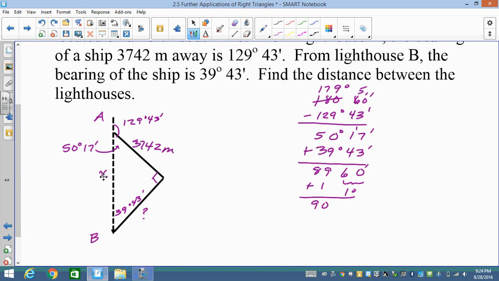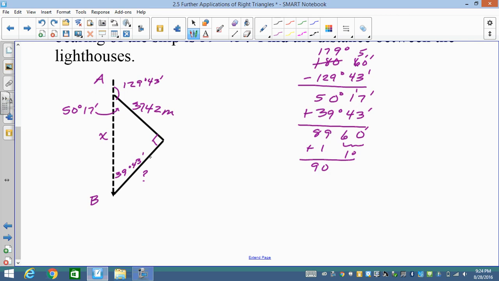And we want this length, but keep in mind we don't have the other length. So we can use this angle, or we can use this angle. I'm going to use this one. So from this one, this is my opposite side, and this is my hypotenuse. And since I have the opposite and I want the hypotenuse, we're going to use sine. So we have sine of 39 degrees, 43 minutes, equals opposite, which is 3742 over the hypotenuse x.